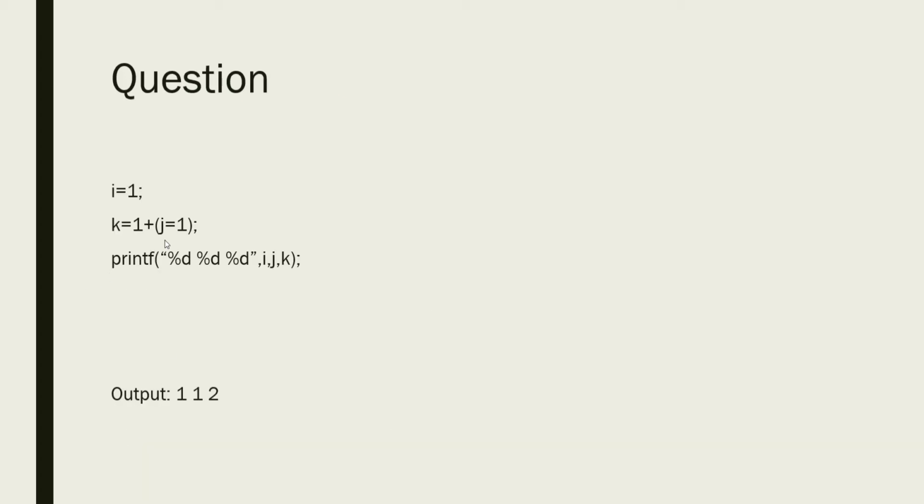So here's a question. These are all integers, by the way. i equals 1, j equals 1, and k equals 1 plus j. So what is the value of these three numbers? What is going to be printed? Don't look at the output yet. So what do you think would be the answer? So i equals 1, naturally. j equals 1. And k is going to be 1 plus j. So it would be 2. So the output is 1, 1, 2.